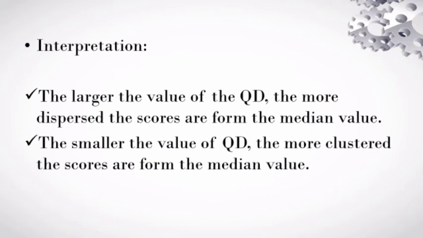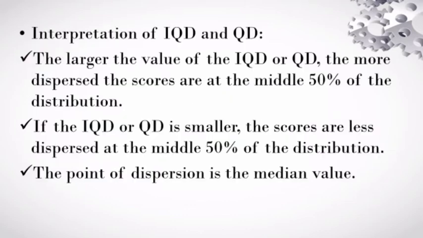Interpretation. The larger the value of the QD, the more dispersed the scores are from the median value, while the smaller the value of QD, the more clustered the scores are from the median value. Interpretation of IQD and QD. The larger the value of the IQD or QD, the more dispersed the scores are at the middle 50% of the distribution. While the IQD or QD is smaller, the scores are less dispersed at the middle percent of the distribution. The point of dispersion is the median value.